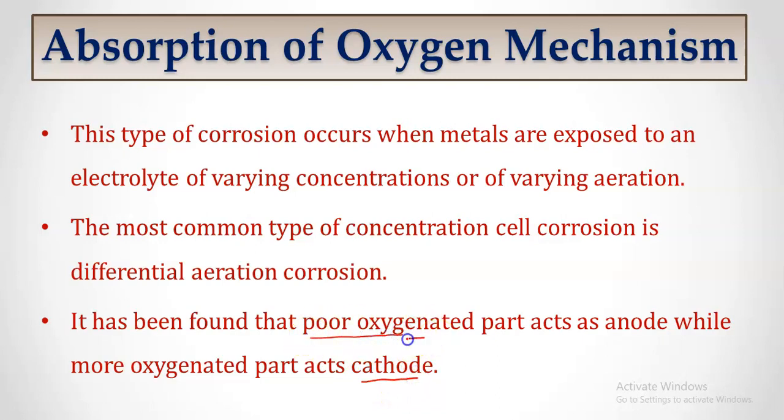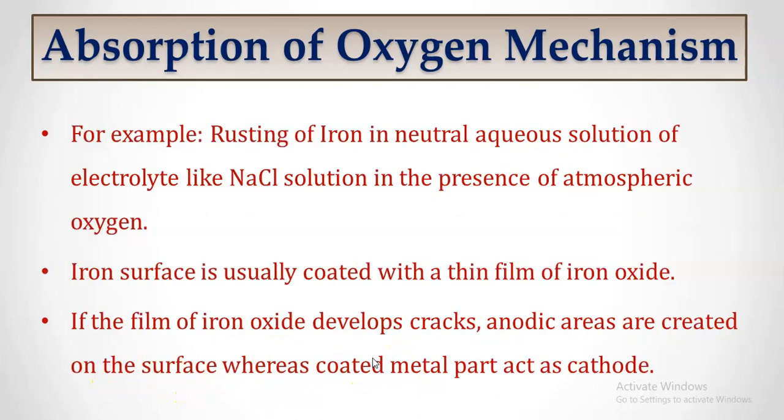The poorly oxygenated part always acts as the anode, and corrosion occurs at the anode where the oxidation reaction takes place, and the cathode is always protected. So the more oxygenated part acts as the cathode. Now for example, rusting of iron in a neutral aqueous solution of electrolyte like NaCl solution in presence of atmospheric oxygen.